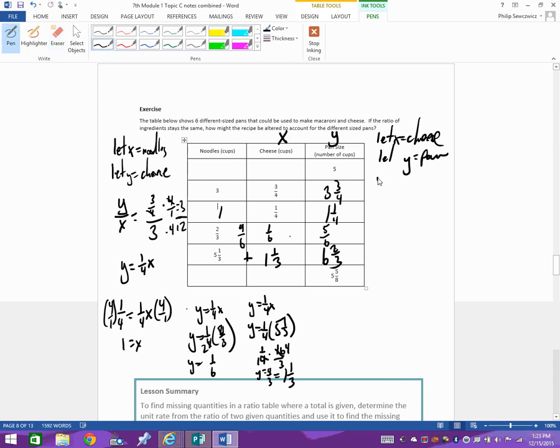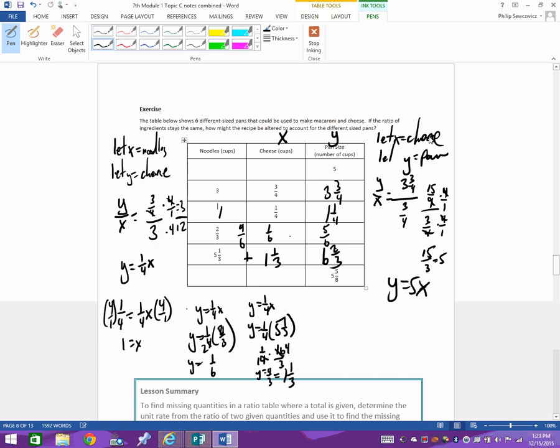So we'll still do y over x, and I can grab any of these to use. y is the pan size, so I'll grab the first one here. That's 3 3/4, and we're going to divide it by x, which is the cheese, 3/4 there. So 15/4 divided by 3/4. LCM is 4, so bye-bye, we get 15 over 3. Oh, dear goodness, that's 5. So my equation here is y equals 5x.